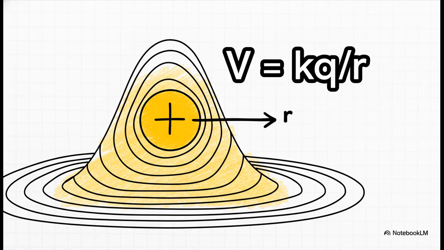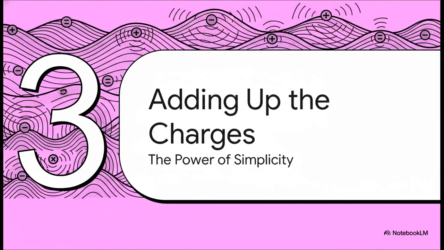And this whole landscape follows a really simple rule. The formula here, V equals kQ over r, just tells us that the height, V, depends on two things: how big the charge is, Q, and how far away you are from it, r. Basically, the farther you get from the center of the hill, the less steep it gets. Makes sense, right?